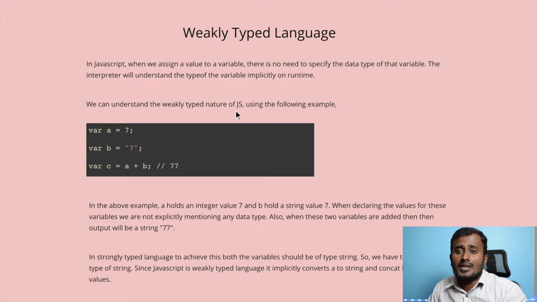It will give you a result of 77 of type string. What is happening is it converts a, which is the number 7, to a string 7, and now it has two strings, a and b. So it will concatenate these two and return you a new string which is 77. This gives you a fair understanding of why JavaScript is a weakly typed language.